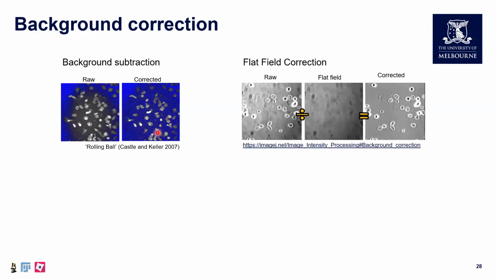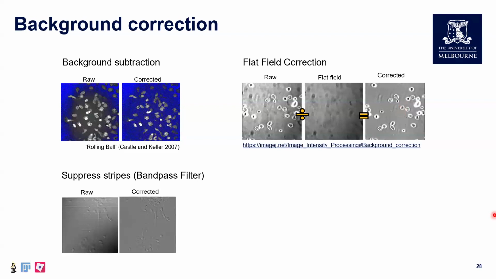The other type of correction is called flat field corrections. Here we can also use an empty background image taken at the same microscope, using exactly the same settings, and we can divide the raw image with the flat field image to get the corrected image. Sometimes your image may have this type of stripe artifacts, and this can be corrected using a bandpass filter.